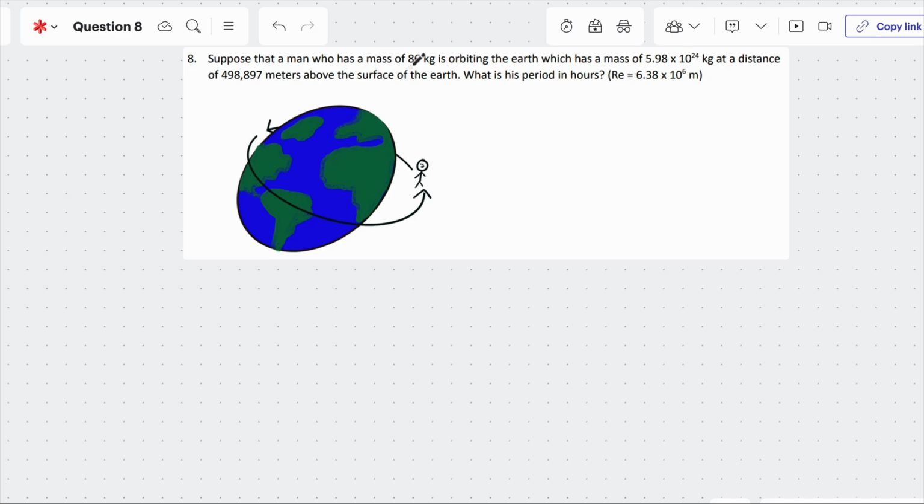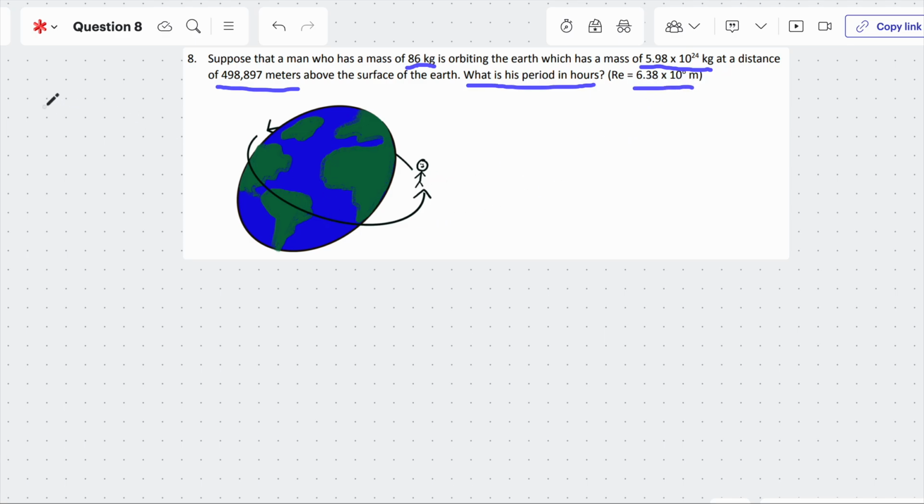Suppose that a man who has a mass of 86 kilograms is orbiting the Earth, which has a mass of that, at a distance of this many meters above the surface of the Earth. What is his period in hours? That's saying how long does it take him to go around the Earth in hours? And we're given the radius of the Earth here.